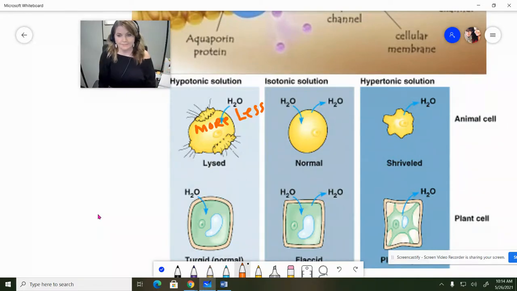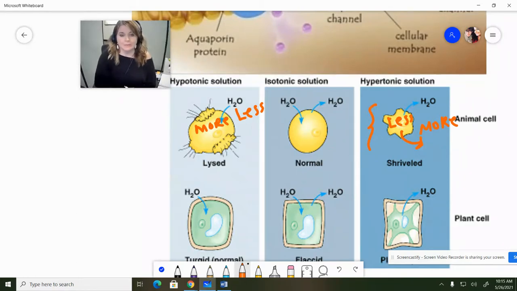So that's not good. In this last scenario here, there is less concentration inside the cell, more outside the cell. So water is going to move out of the cell to try to dilute the more. It's always trying to dilute the more. It makes the cell shrink or shrivel. That's called a hypertonic cell.